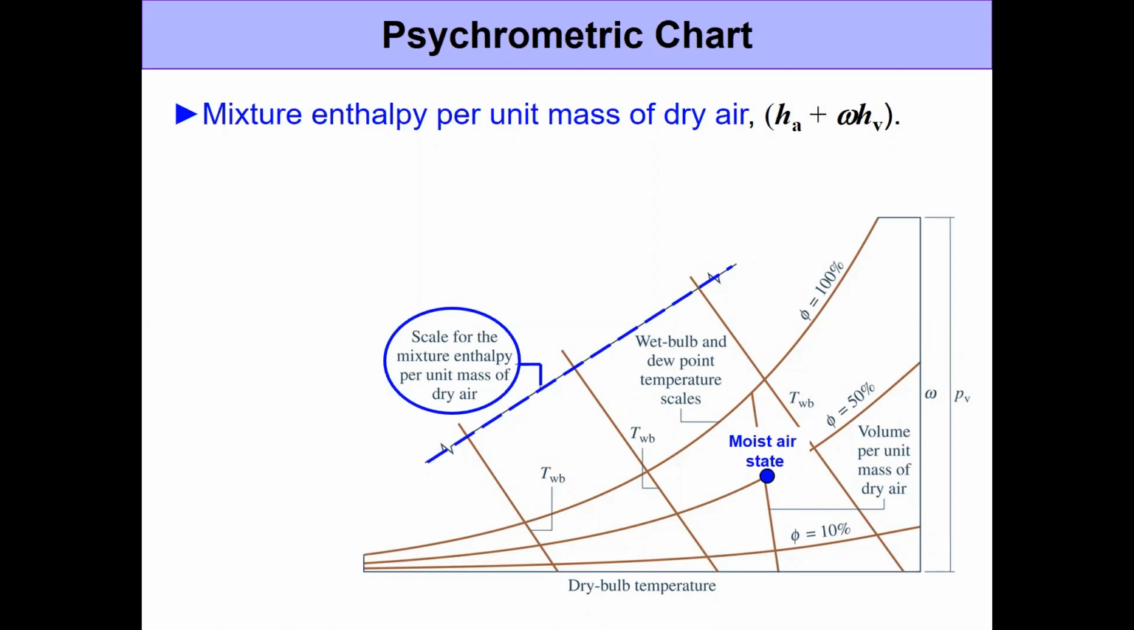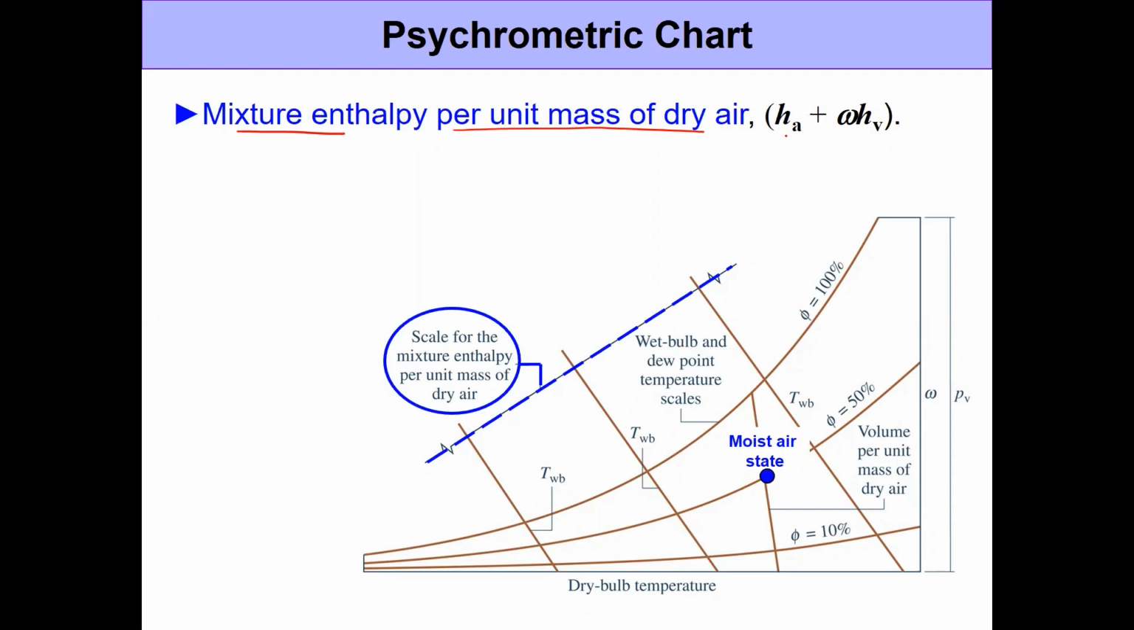We have been discussing the psychrometric chart. So we'll discuss a few more properties that we see in this chart and talk about how we can make use of them. The first thing that I want to talk about is the mixture enthalpy per unit mass of dry air, which is also mentioned in figure A9, the psychrometric chart.